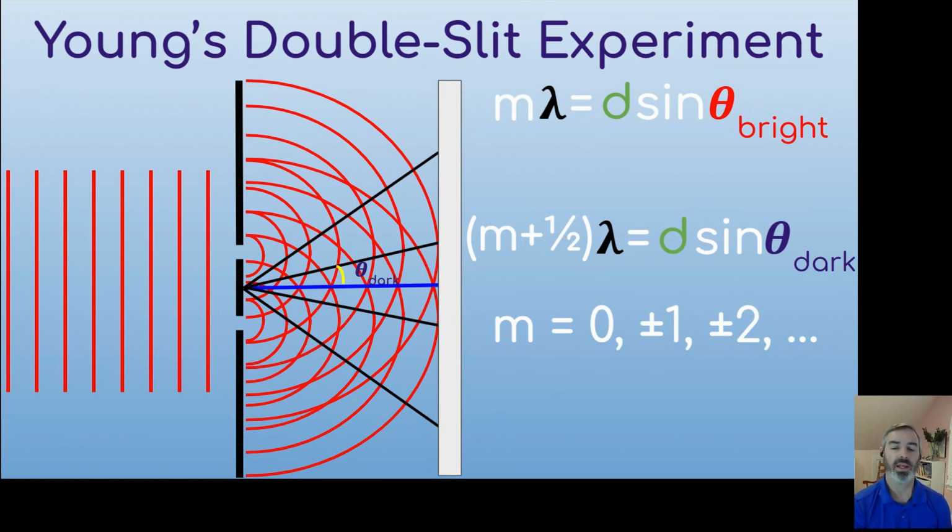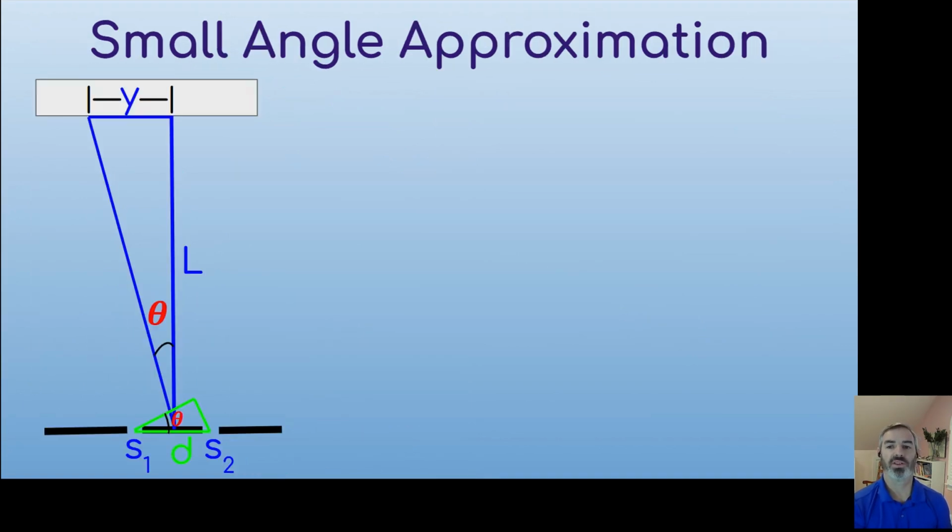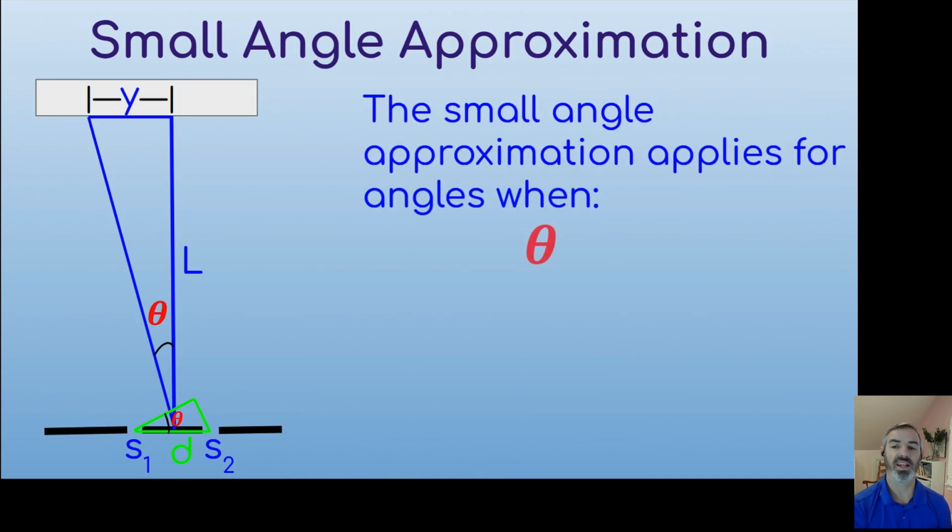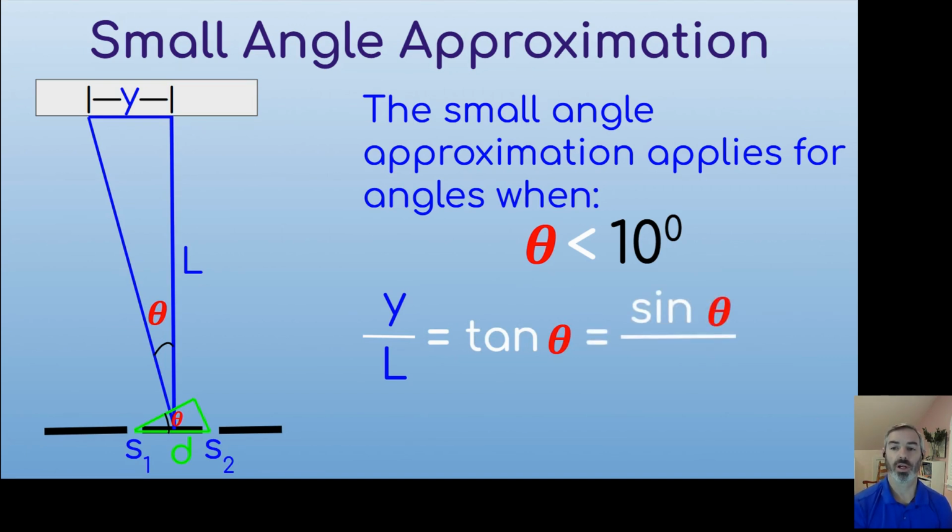Now, if we have a small angle, we can use what's called the small angle approximation. This applies for angles of theta when theta is less than 10 degrees. So what does this mean? Well, if we look at a ratio of y to L on our triangle, we know that that's opposite over adjacent, which is equal to the tangent of our angle. So y divided by L is equal to tangent of theta. But we also know that tangent of theta from trigonometry is sine theta divided by cosine theta. Now, when theta is less than 10 degrees, we calculate that cosine is approximately equal to 1.